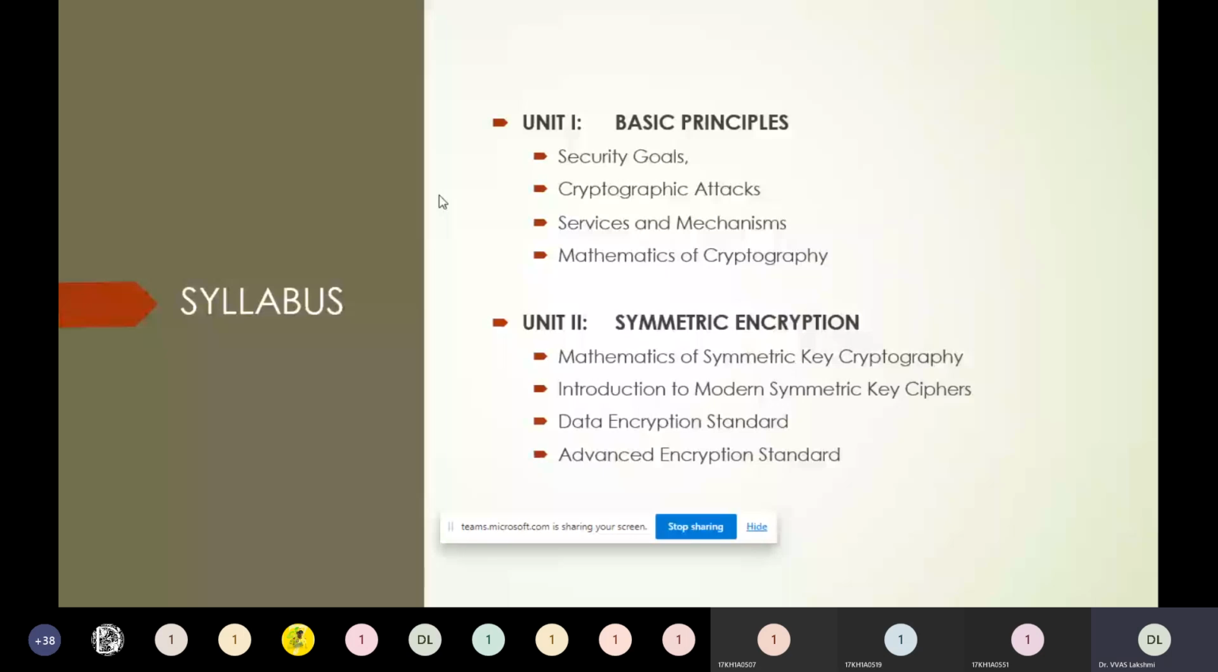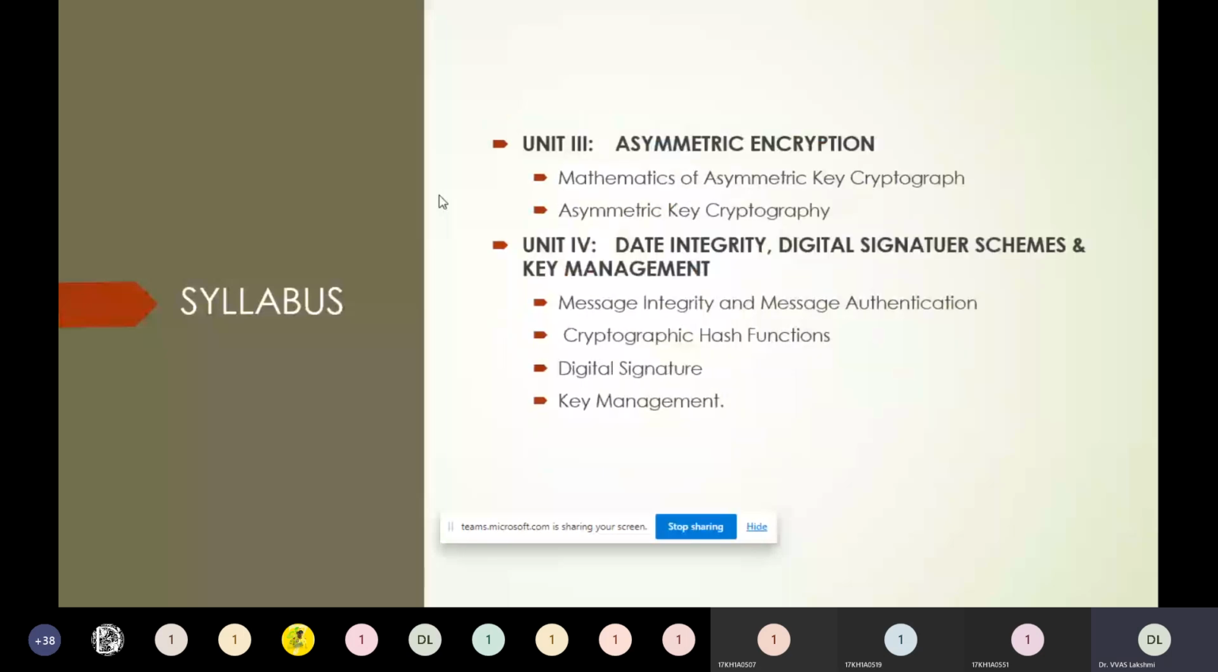The third one is asymmetric key encryption. This encryption is also called public key encryption. Here the sender uses one key for encryption and the receiver uses another key for decryption. What those techniques are, we are going to learn very briefly in the third unit.